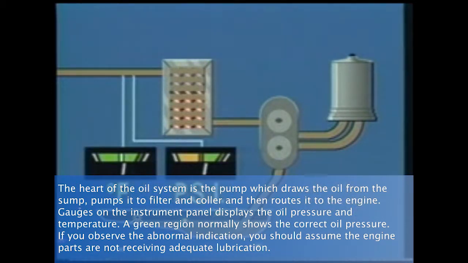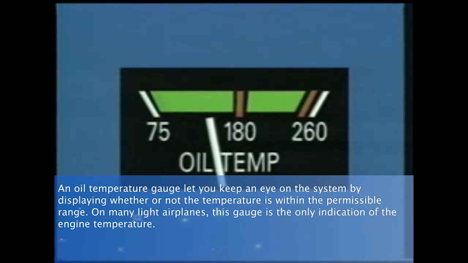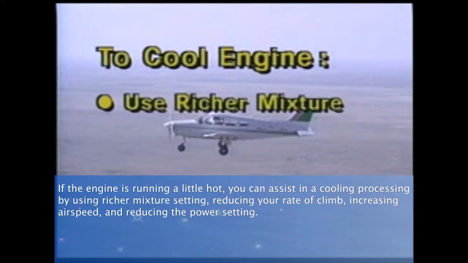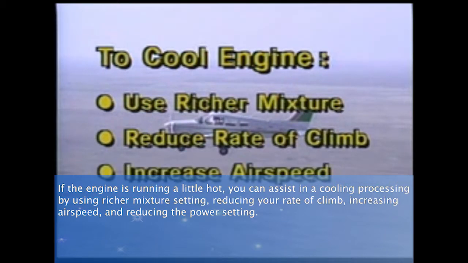Gauges on the instrument panel display the oil pressure and temperature. A green region normally shows the correct oil pressure. If you observe an abnormal indication, you should assume that the engine parts are not receiving adequate lubrication. An oil temperature gauge lets you keep an eye on the system by displaying whether or not the temperature is in the permissible range. On many light airplanes, this gauge is the only indication of engine temperature. If the engine is running a little hot, you can assist in the cooling process by using a richer mixture setting, reducing your rate of climb, increasing airspeed, and reducing the power setting.